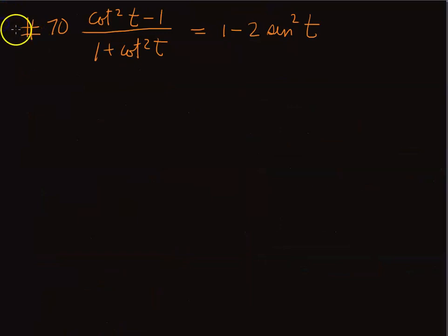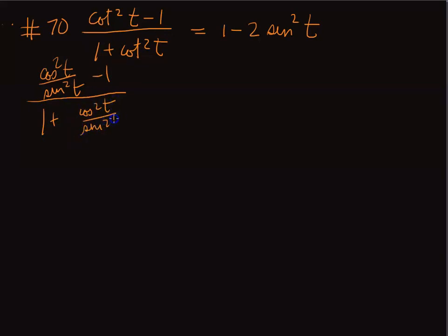Okay, another one of our problems here. Now, once again, you get to choose the side to work on. You can only work on one side. This is just a sine. These are cotangents, so these have more ability to spread out and collect things and cancel stuff. Cotangent squared t is cosine squared t over sine squared t, minus 1. That's over the 1 plus cotangent squared, which is cosine squared t over sine squared t.